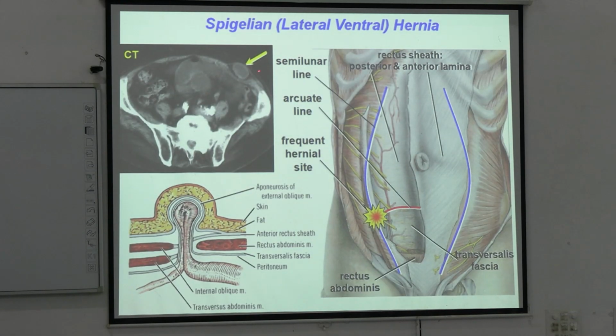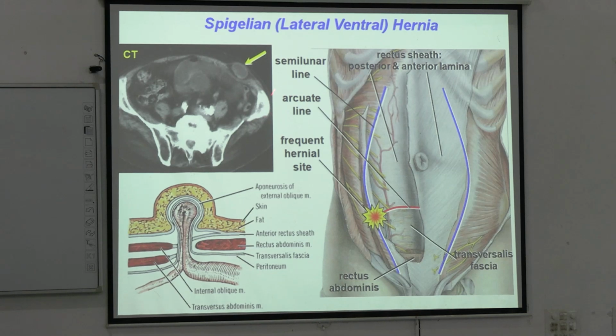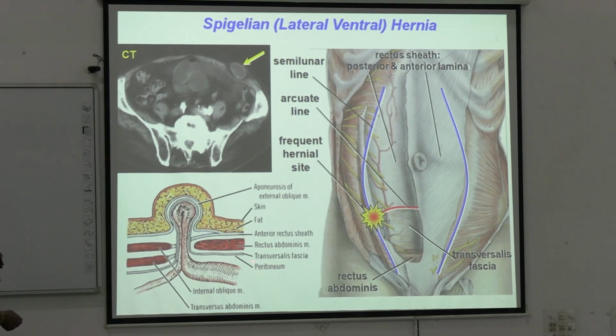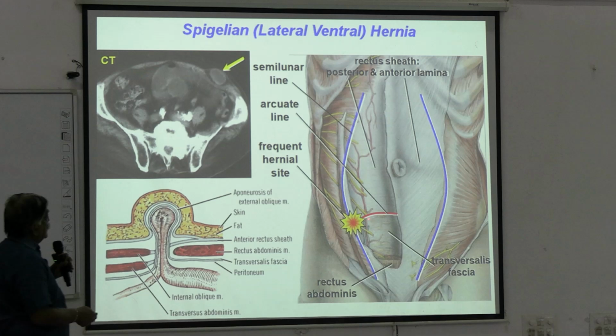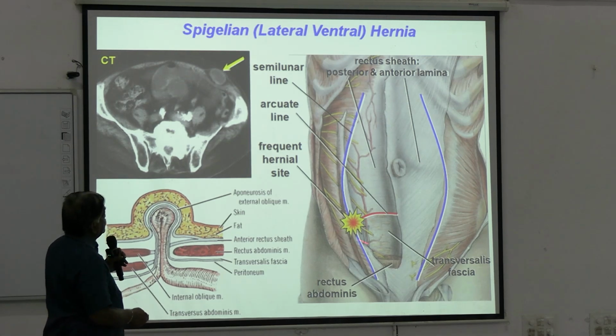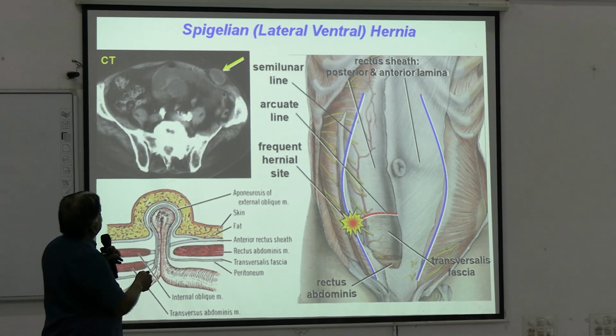Now you see the Spigelian lateral ventral hernia. This is the aponeurosis of the external oblique. This is the internal oblique. This is the rectus abdominis, transversus fascia, and peritoneum, and the intestine. Now, the frequent hernial site is this rectus abdominis, this site. Arcuate line is here. Now, semilunar line, rectus sheath, anterior and posterior lamina, and this is the transversus fascia.